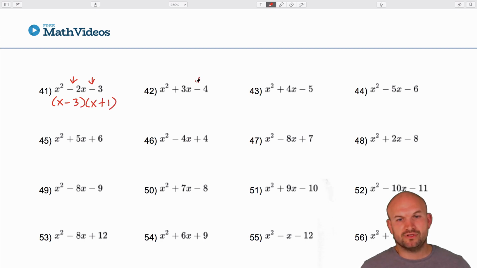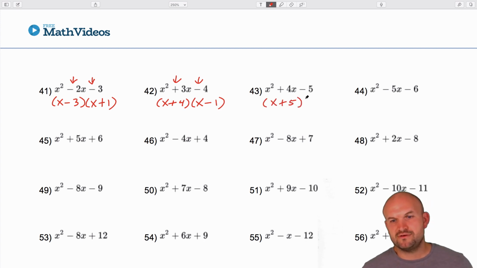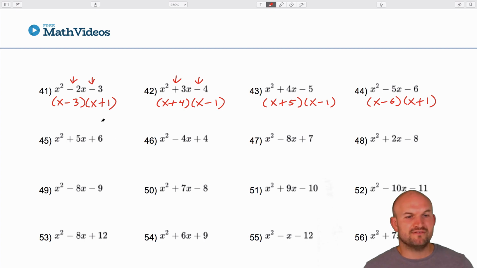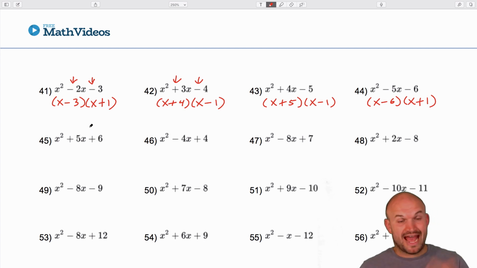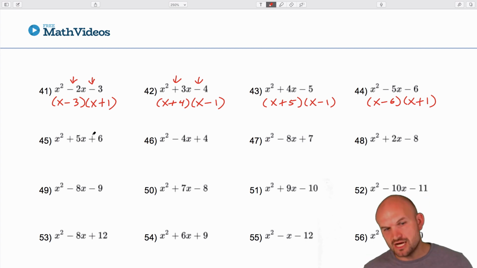Okay? Again, now we're looking at a difference and positive. So I'm looking for the difference of my two factors, where the larger factor now has to be positive. So I think of x plus 4 times x minus 1. Difference and positive, so therefore x plus 5, x minus 1. Difference and negative, x minus 6 times x plus 1. Okay, now we have a sum and positive, so now I'm thinking of adding the two factors, and since my middle term is positive, both the factors are positive. So what are the sum of factors of 6 that give me 5? Well, that's 3 and 2. So x plus 3, x plus 2.